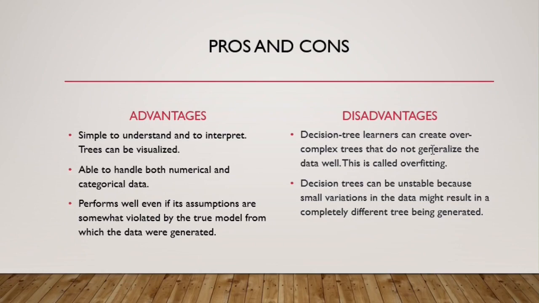So now let's look at the pros and cons of decision tree regression. Firstly, advantages. It is simple to understand and to interpret because trees can be visualized, and it is able to handle both numerical and categorical data. Moreover, it performs well even if its assumptions are somewhat violated by the true model from which the data were generated. When it comes to its disadvantages, decision tree learners can create over-complex trees that do not generalize the data well, which is known as overfitting. Decision trees can also be unstable because small variations in the data might result in a completely different tree being generated.